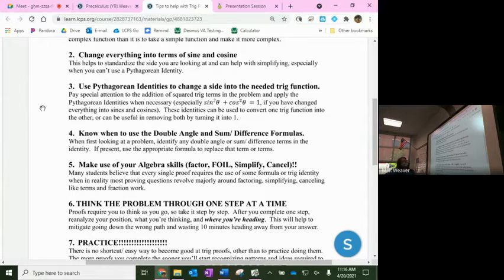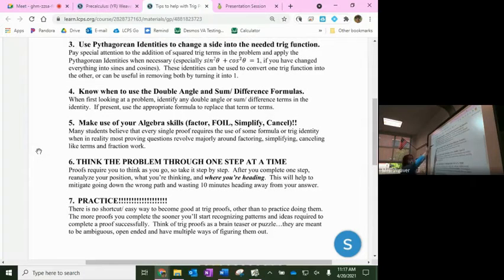Pay special attention to the addition of squared trig terms. When I see squared, I automatically start thinking Pythagorean identities. Not that we'll always use them then, but I at least consider them. Especially sine squared theta plus cosine squared theta equals 1. If we're changing everything to sine and cosine, then we'll see that a lot. These identities can be used to convert one trig function into the other, or can be useful in removing both and turning them into a constant, turning them into 1. We're going to see that in our proofs today. Our proofs today are going to focus on reciprocal properties, Pythagorean identities, and then algebra.